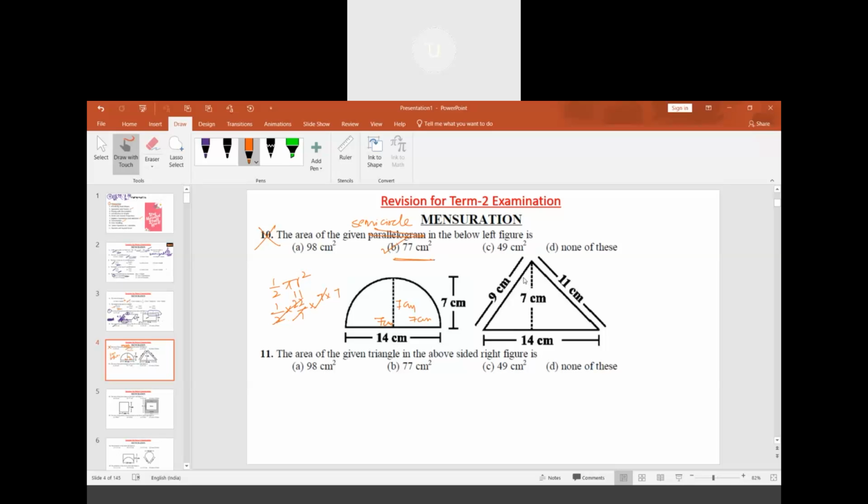If it is a triangle instead of semicircle, then the answer will be 49. In the next question, this 11th question, there is a triangle. For this triangle, we require to find the area. Area is half into base into height. Base is 14, height is 7. So half into 14 into 7 is 49 centimeter square. Option C.